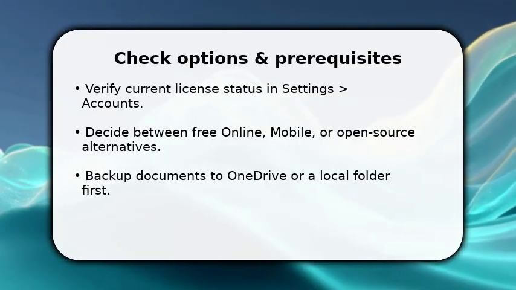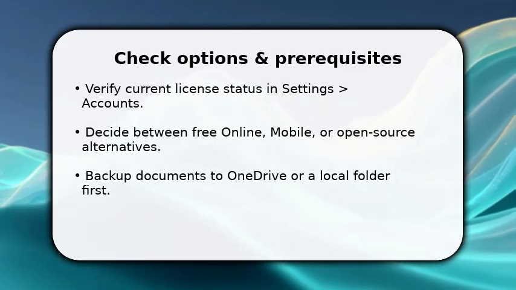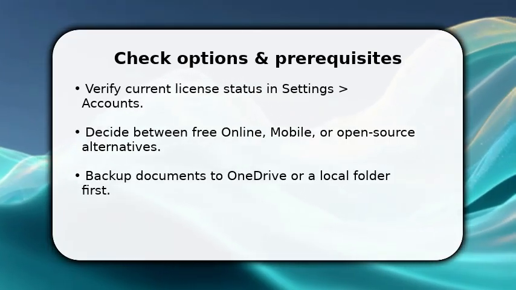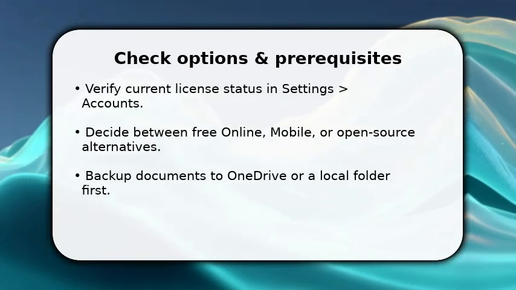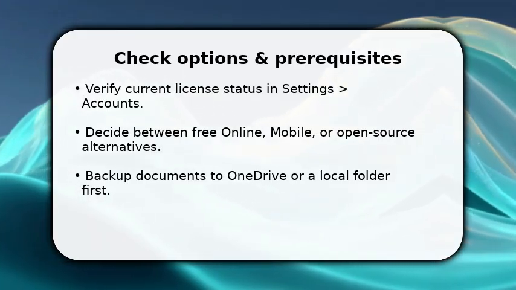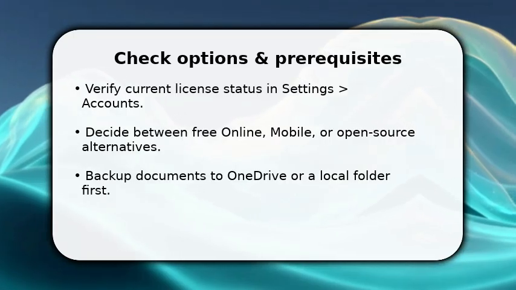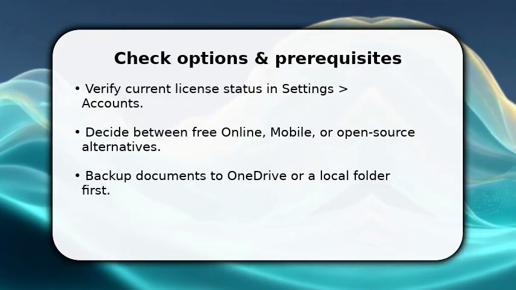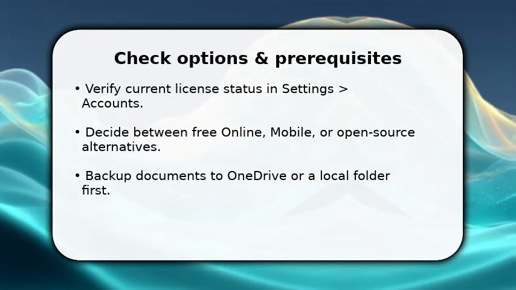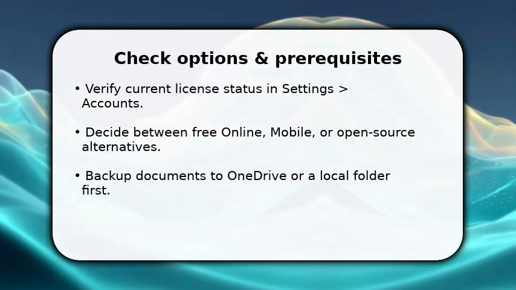You can't legally bypass a product key, so start by confirming your license status in Settings. If you lack a key, choose a legal alternative. Use Word Online for basic editing, the free Office mobile apps for smartphones, or prepare to install LibreOffice on Windows or Mac OS. Once done, backup documents to OneDrive or a local folder to prevent data loss.